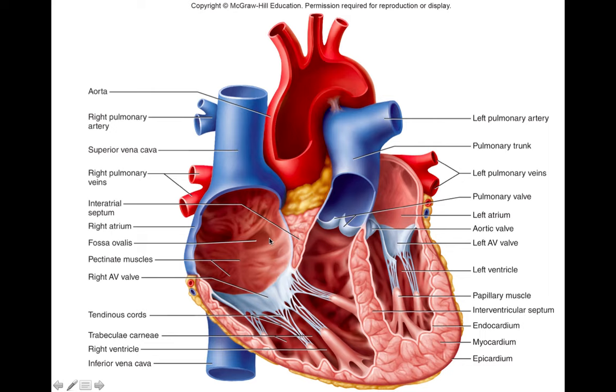While we're in the right atrium, let's take a look at this fossa ovalis. This is a remnant from when the heart had an opening in between the right and left atria, allowing that atrial blood to mix between the right and the left sides of the heart. Before birth, the infant or the fetus is not using its lungs for oxygen.